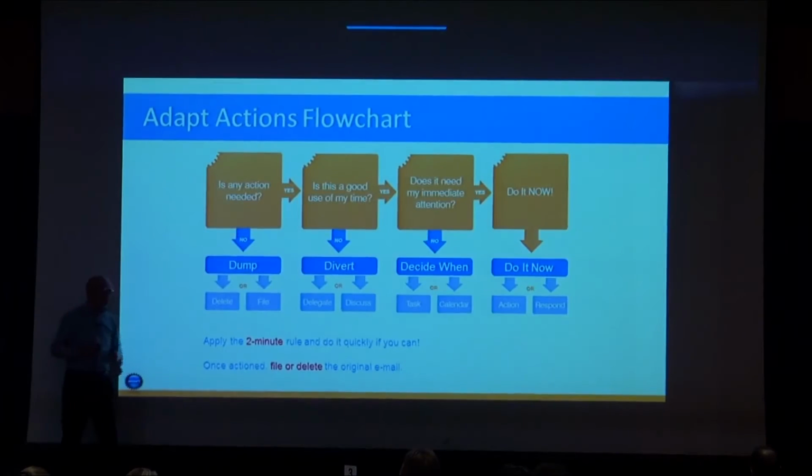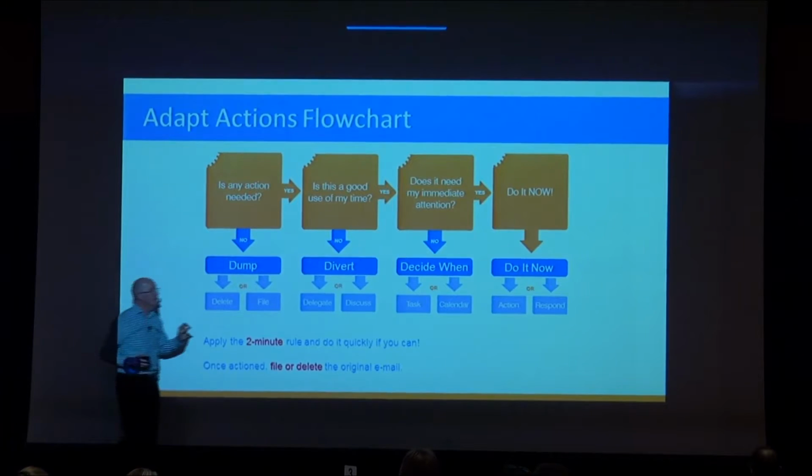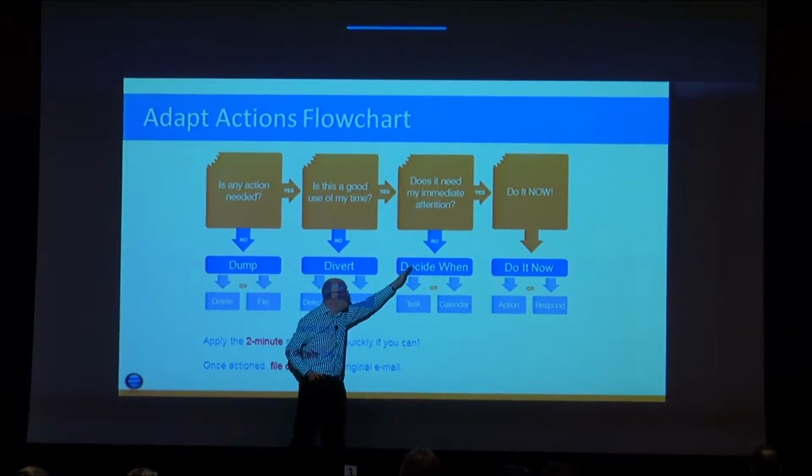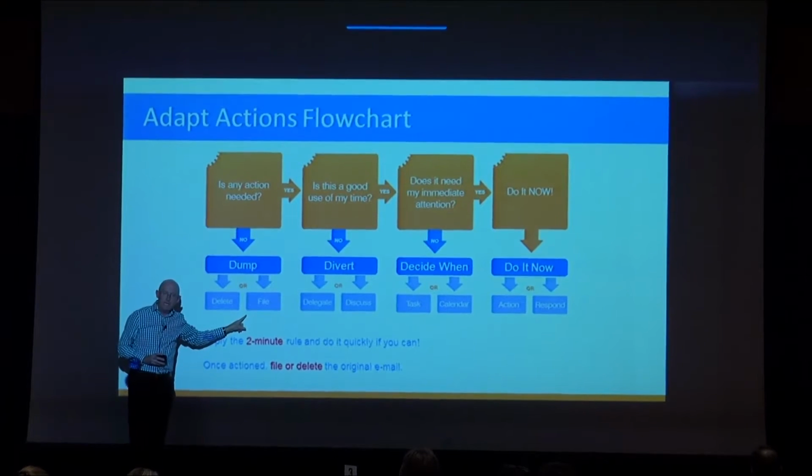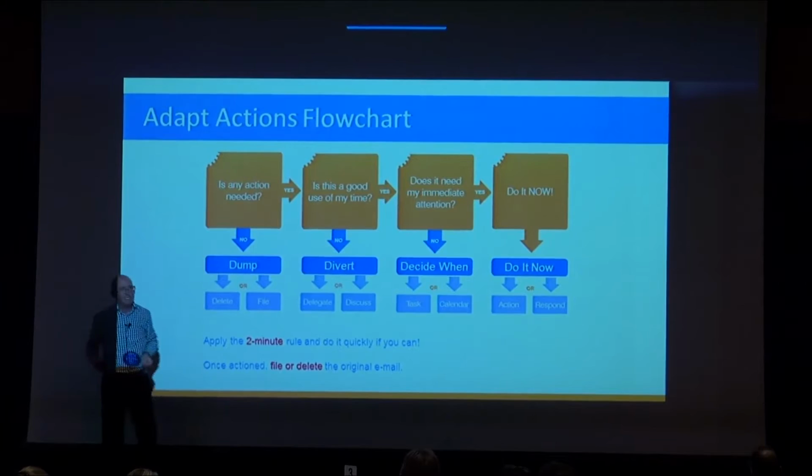And also, once you've actioned an email, you may need to file or delete the original email to clear it from your inbox. So for instance, that's why when I copy an email into a task, I will then file the original email into my filing system because I don't need it in my inbox anymore because my task is going to remind me to do it.